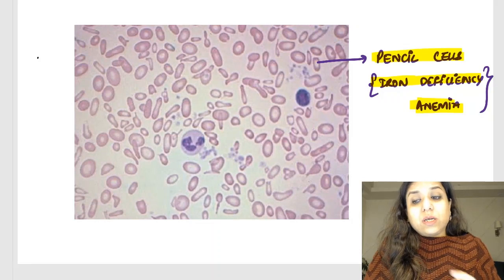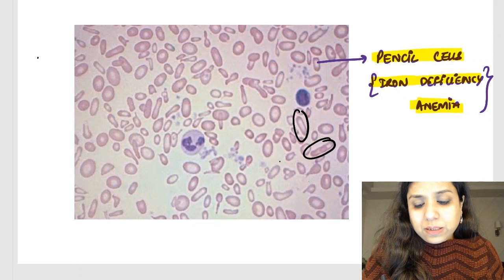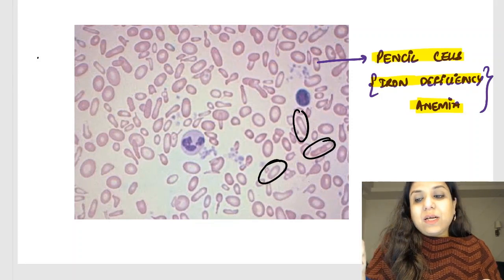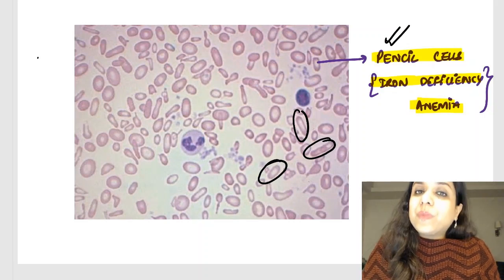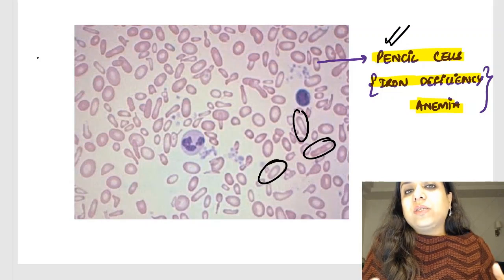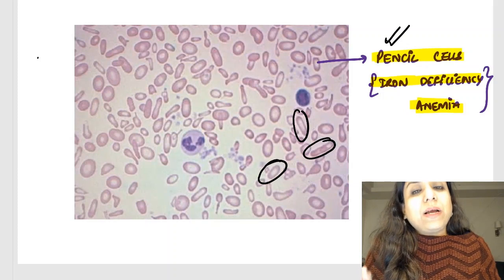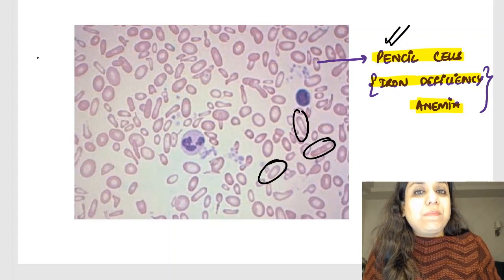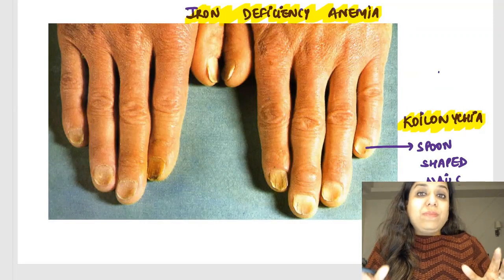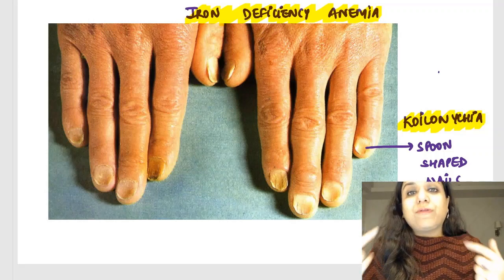In contrast, if you see this cell, students, can you see these cells? What does it look like? Don't you think it looks like a pen or a pencil? So these are called pencil cells. They are also seen in iron deficiency anemia. So if I ask you what is the peripheral smear finding in a patient with iron deficiency anemia? It will be microcytic hypochromic red cells and pencil cells. Correct? Next.